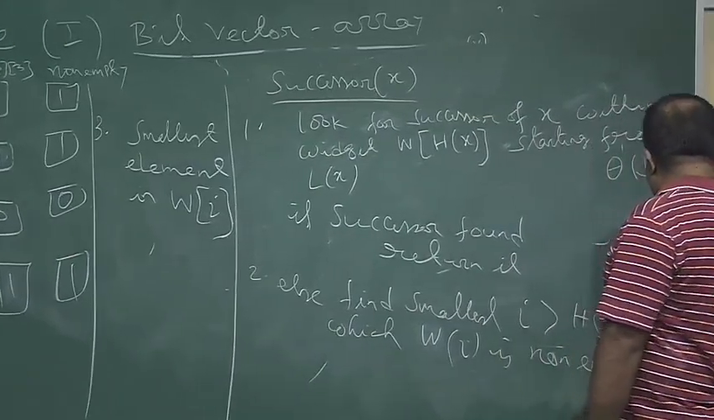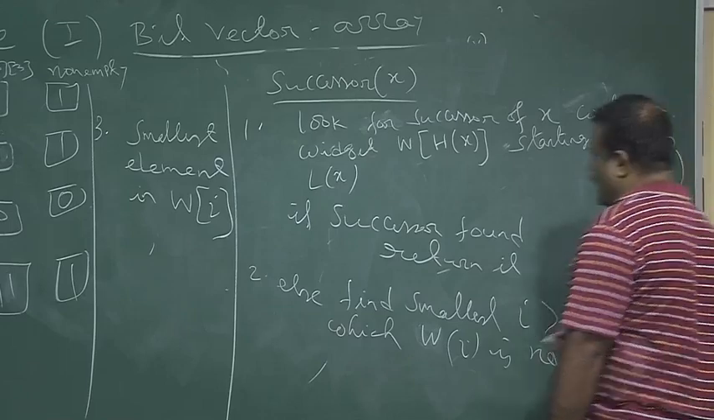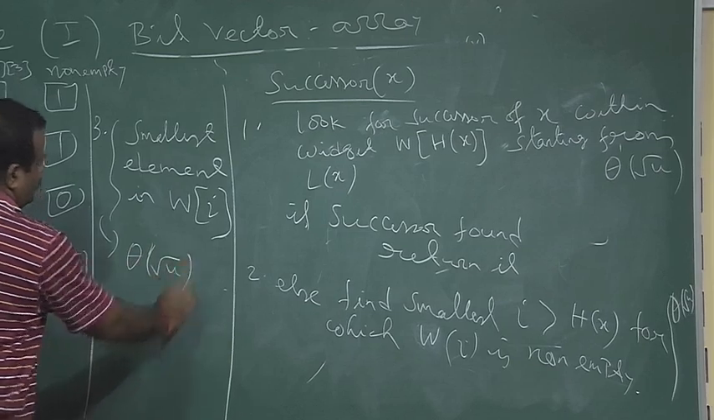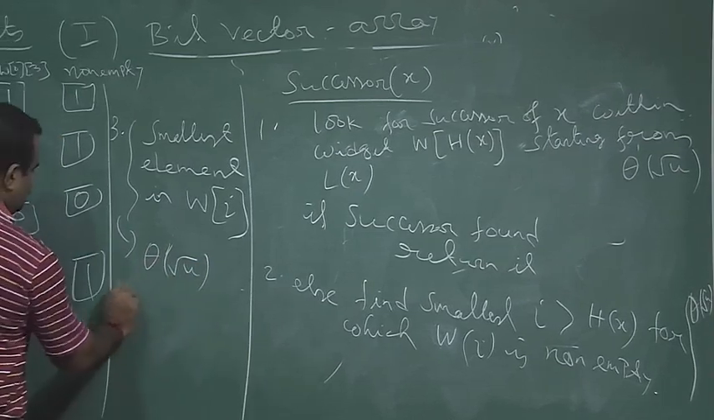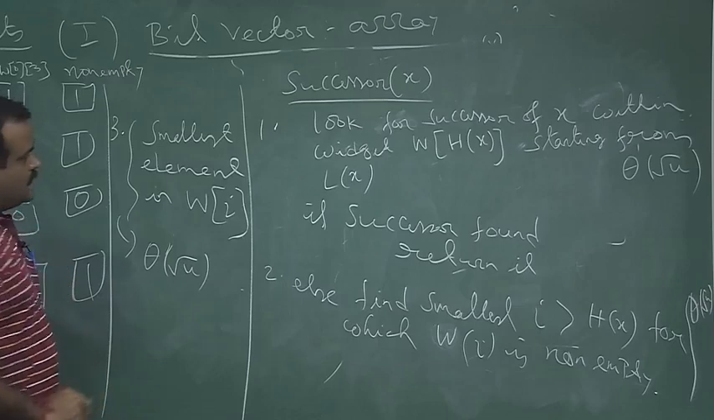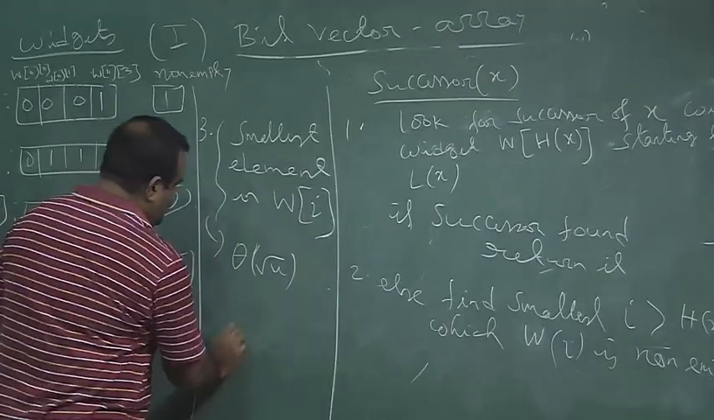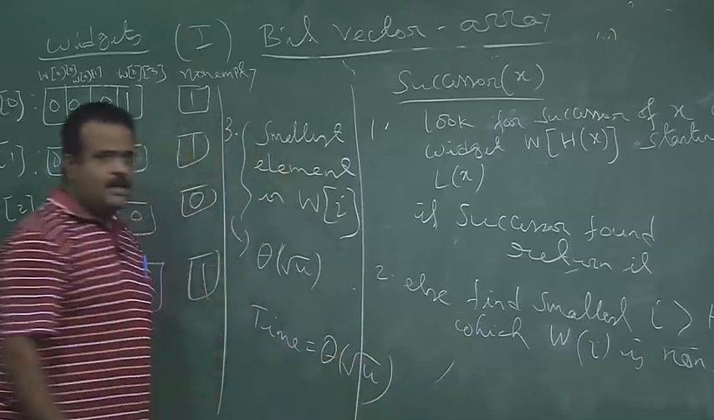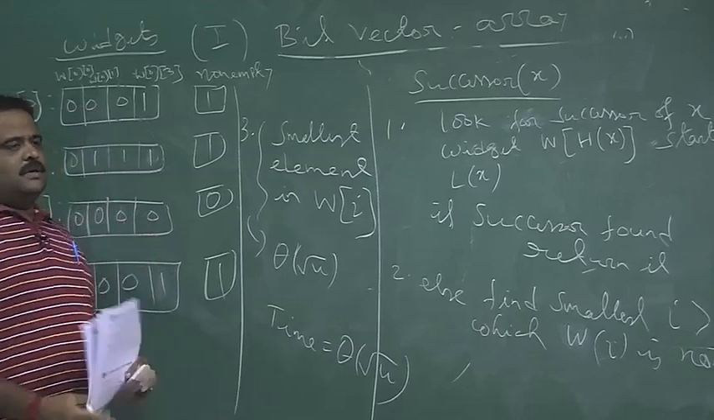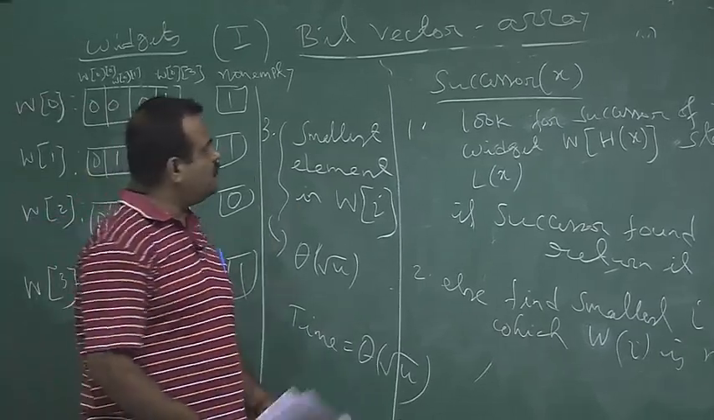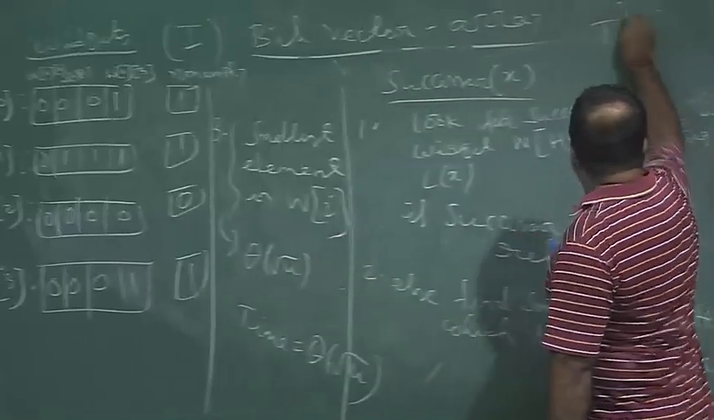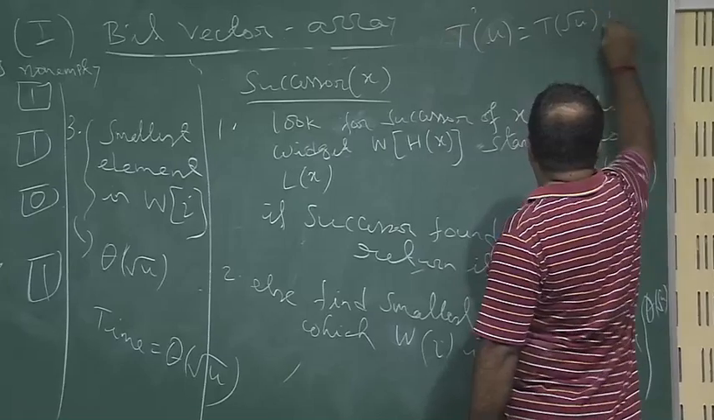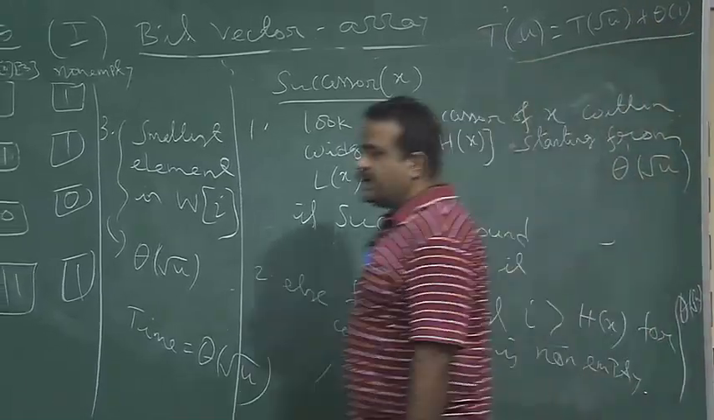So, this is also order of root u, and then again in that block we are looking for a successor, starting from minus infinity to this. So, this time is basically order of root u, but we want this time to be log log u. For that we need to achieve the recurrence T(u) = T(root u) + theta of 1. So, how can we achieve the recurrence?